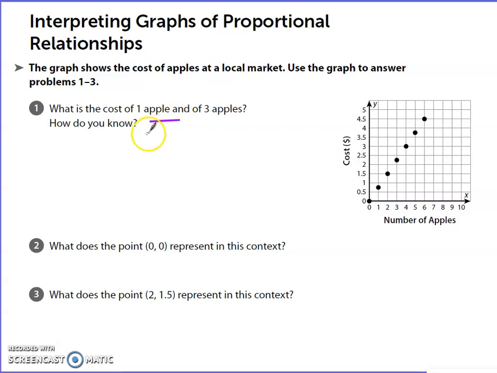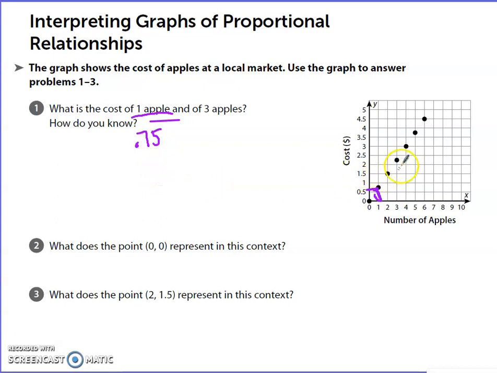So it says, what is the cost of one apple? We're going to read our graph. The x-axis here says number of apples. If you go to 1 and you go up to what it costs for one apple, it looks to be right in between $1 and 50 cents, so I'm going to call it 75 cents for an apple. This is the unit rate, 75 cents per one apple.